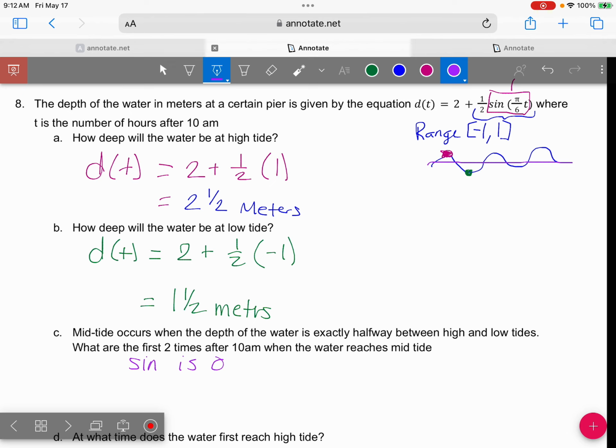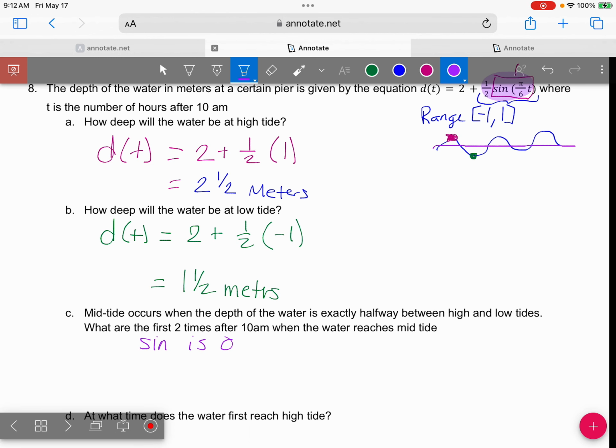But we're not asked for the depth this time. We're asked at what time. So I want to know when this piece of my equation equals 0. That's the piece that's changing. So I want to know, when does 1/2 sine of pi over 6 t equal 0? That's what we're trying to solve here.